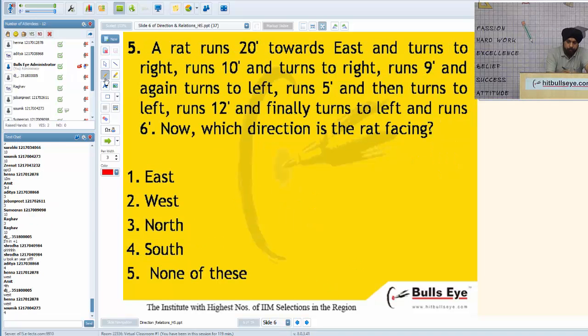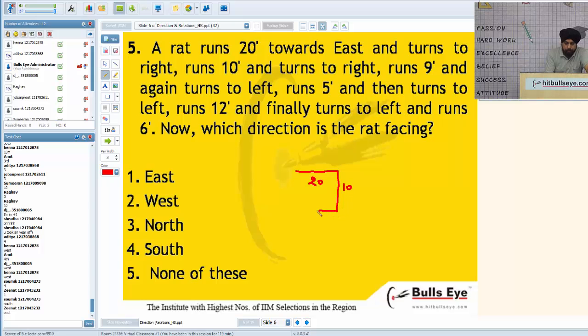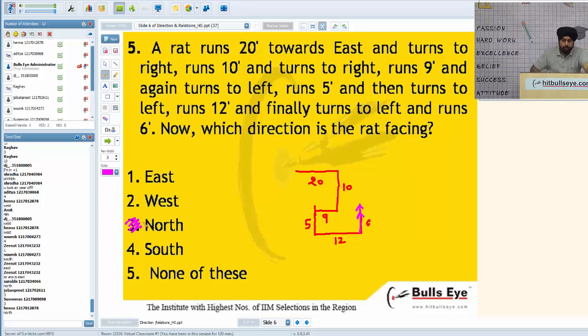Check it carefully. Now it runs 20 towards east, turns to right, covers 10, turns right, covers 9, and then again turns left, runs 5, then turns to left. Now its left will be towards this side, runs 12, and finally turns to left and runs 6. Now the 6 is given here, students, and see the question. The question was asking in which direction the rat is running now. So it is towards the north. Okay, I hope direction sense is clear to you.